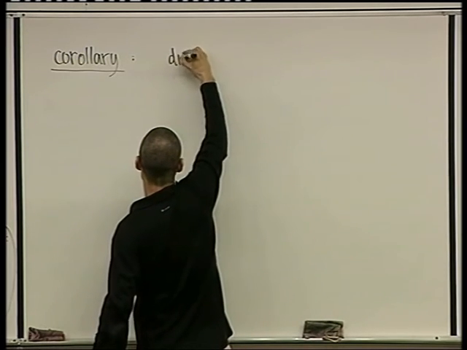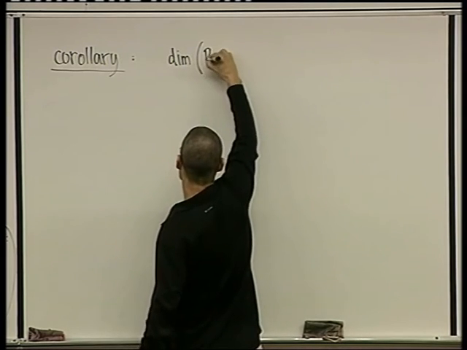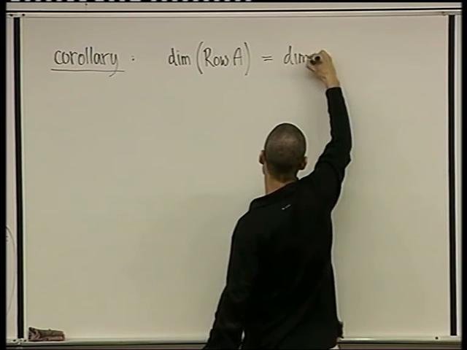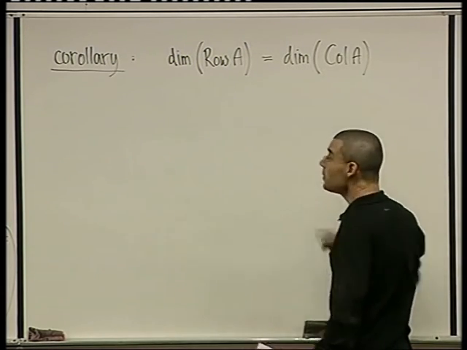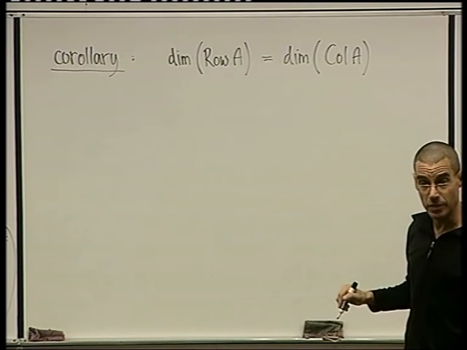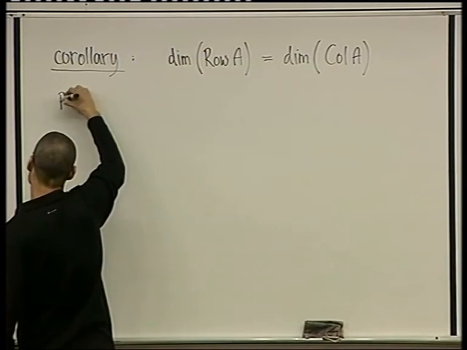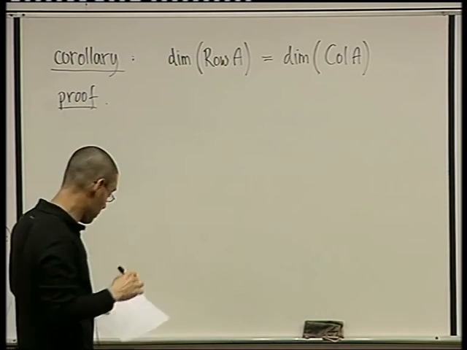The dimension of the row space of A equals the dimension of the column space of A. This follows from the statement that the rank of A is the same as the rank of the transpose. Why is that true? Let's prove the corollary based on the theorem. So this is a straightforward proof.